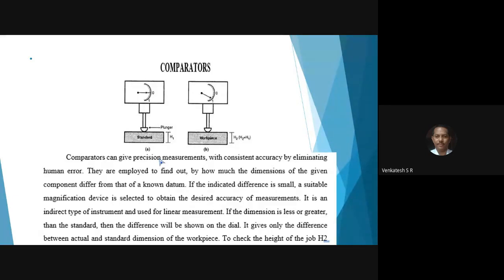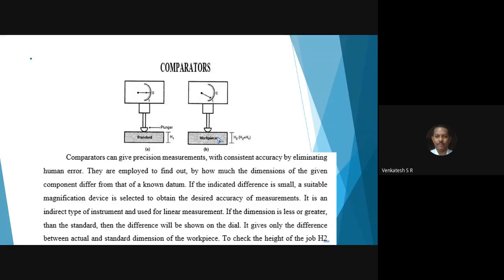All of you observe here. Here you have two diagrams. One is diagram A and the other one is diagram B. See, I have set the gauge to 0 using the standard. This is the standard H1. Next, keep the workpiece below the plunger of the comparator. We place the workpiece. If the dial reading is within the upper limit and the lower limit, then accept the workpiece. That is the principle of comparator. Only comparison.